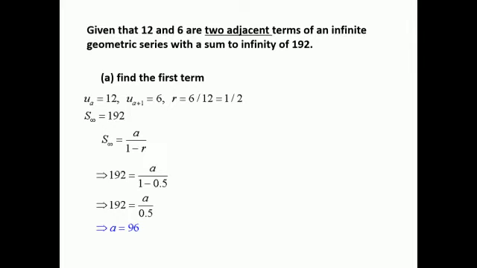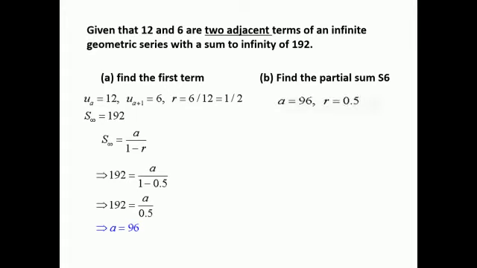Okay, so we find the first term. Question A finished. So normally question B will be there. B. Find the partial sum of S6. This is not a sum of infinity, it is the sum of 6 terms. What is the formula for finding the sum of 6 terms?